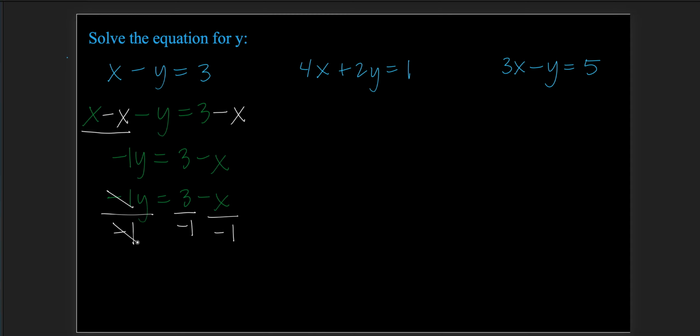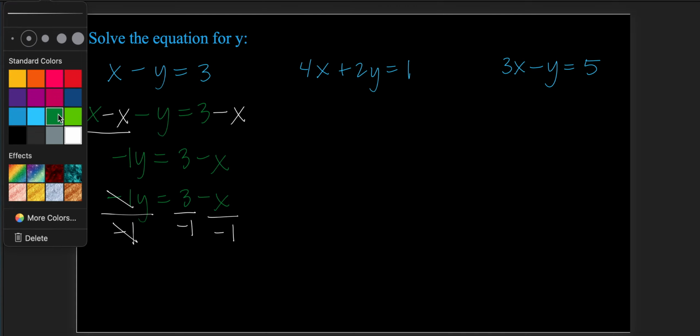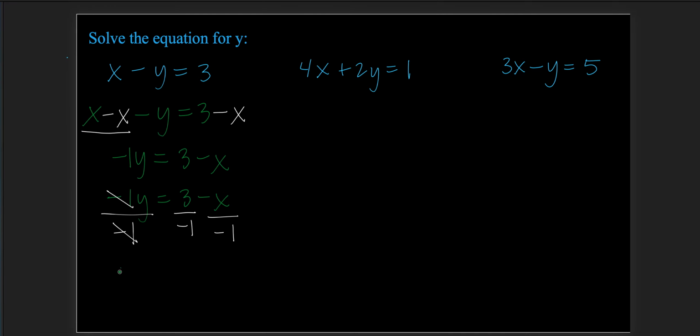These cancel out because they make 1. 1 times y is just y. That's how y gets by itself. Now I evaluate 3 divided by negative 1. That's negative 3. Negative x divided by negative 1 is positive x. And you might see in your multiple choice that it's y equals x minus 3, same thing.